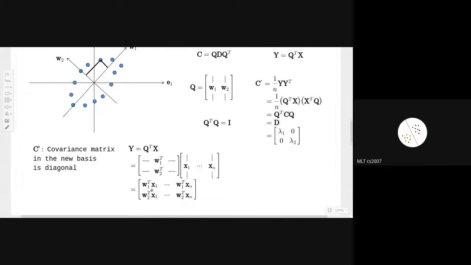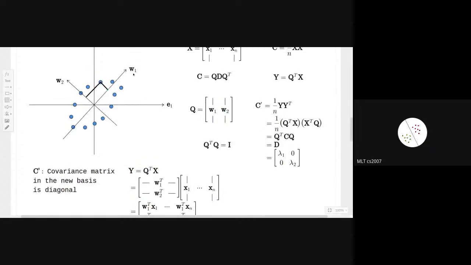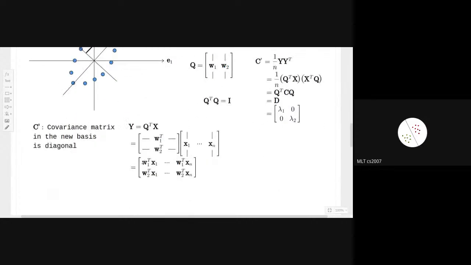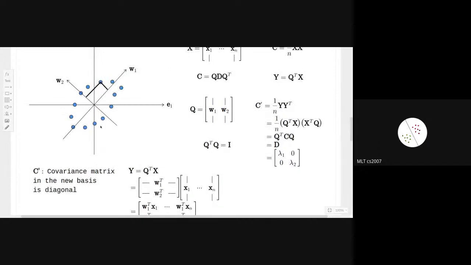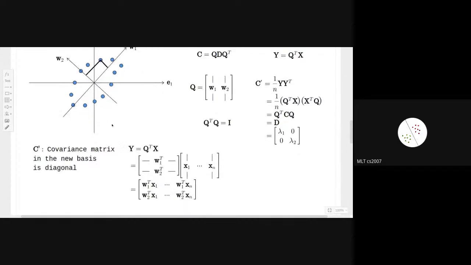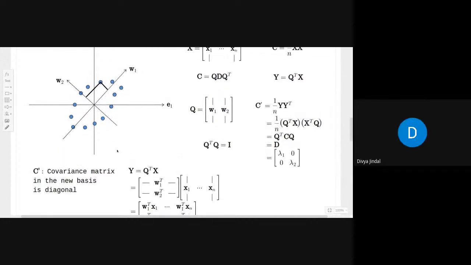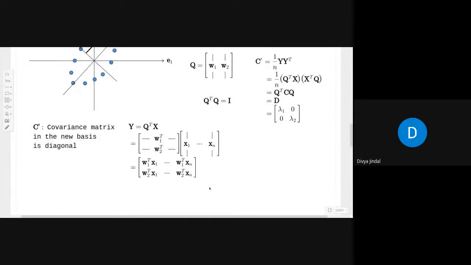So actually, maybe this is better written as X1 transpose W1, but yes, it is the projection of this point X1 onto W1, onto the first principal component. So the first element here is the projection of X1 onto the first principal component. And the second element is the projection of X1 onto the second principal component. Okay, it's the projection of the original data point on the two principal components. Yeah. So the first element of the column is the projection of X1 on W1 and the second on W2.